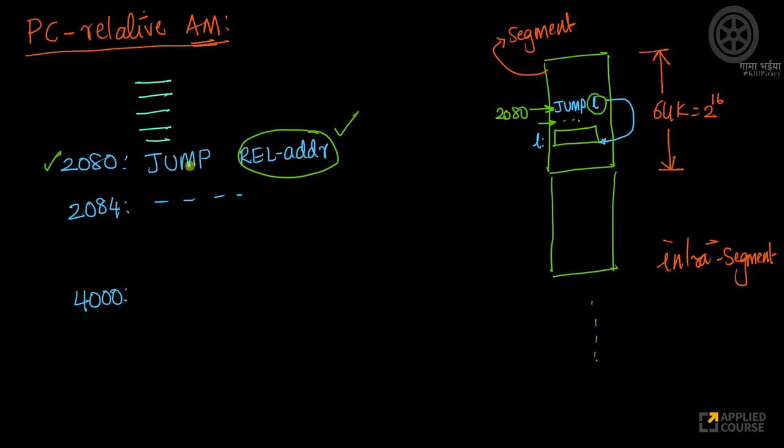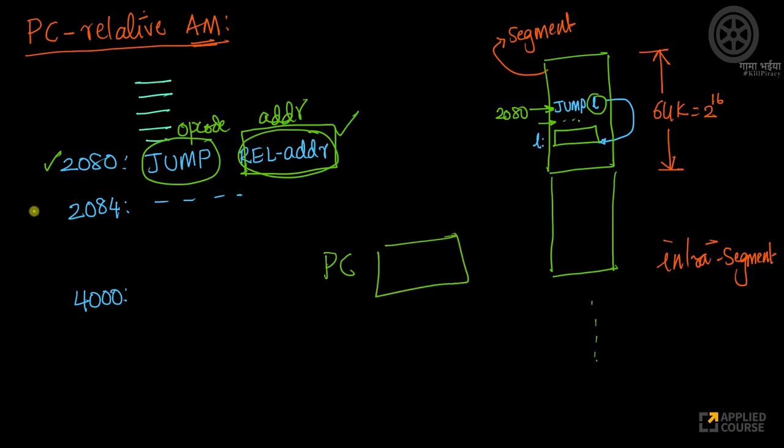Let's look at this example. Imagine I have 2080 jump some address. This part is my opcode part, and this is my address part. While this is being executed, what is the value stored in my program counter? My program counter always stores the address of the next instruction. So while executing this line, the program counter stores 2084. Let's just assume these numbers are all decimal addresses, just for simplicity.